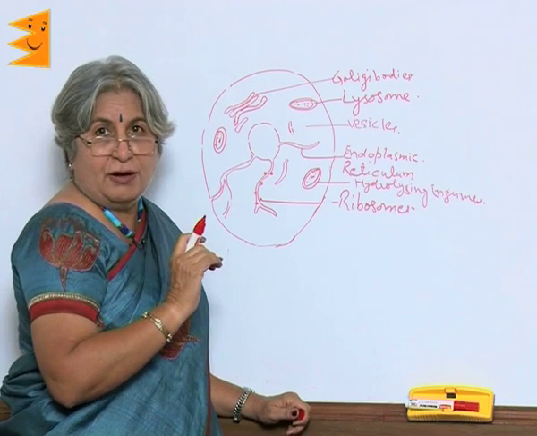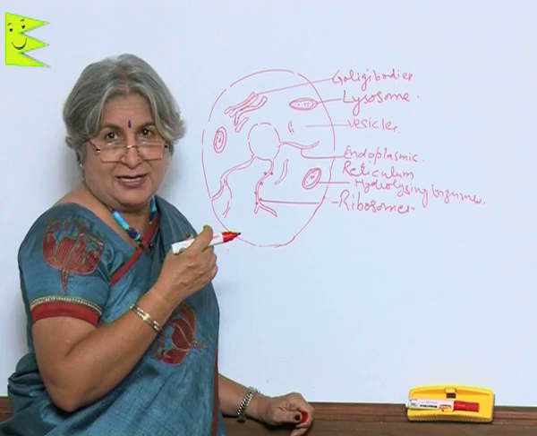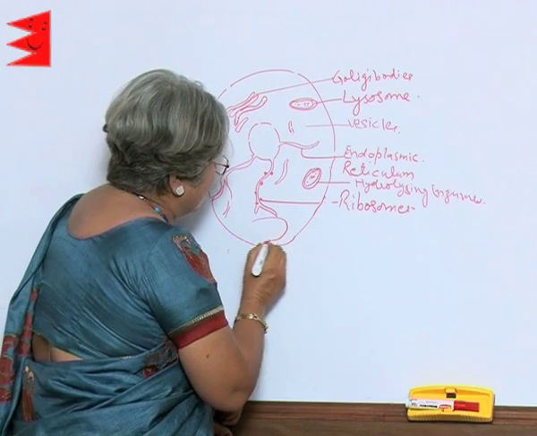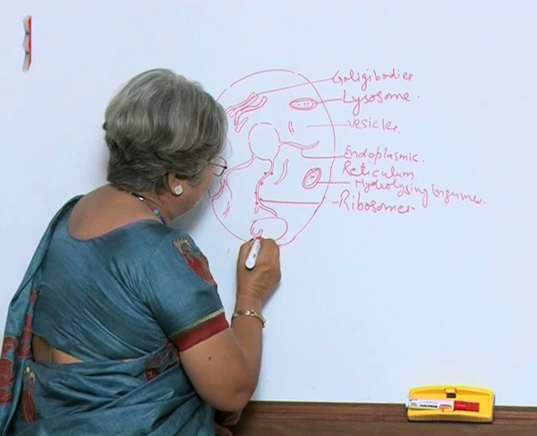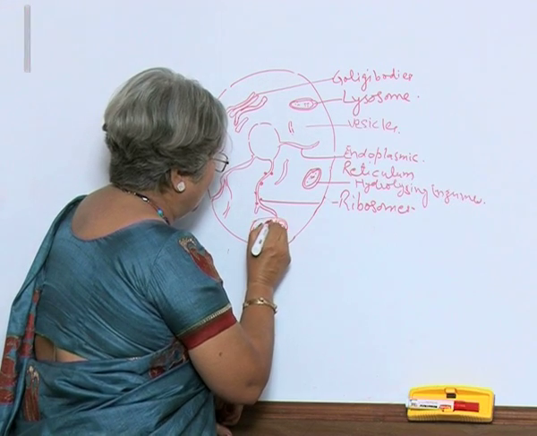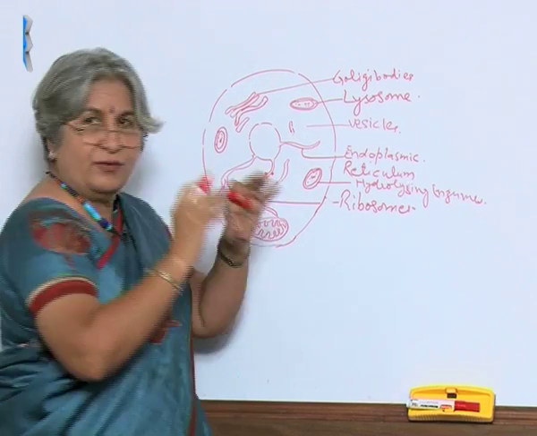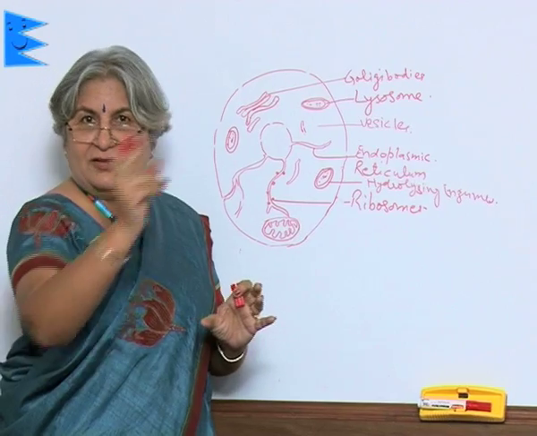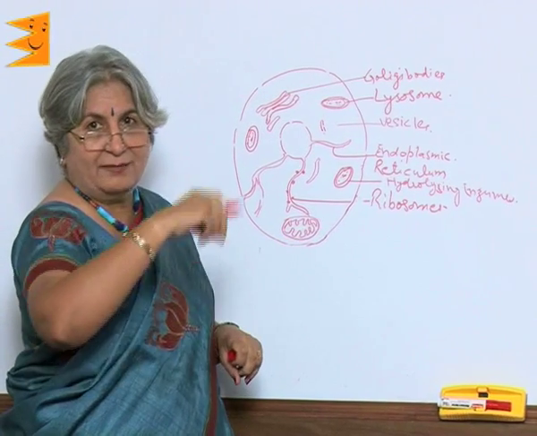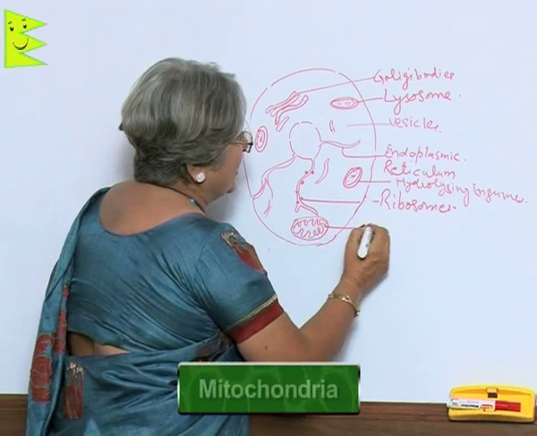Now, I am going to draw a part which in some ways is like a lysosome and in some ways it is not. So, before I tell you what it is, I want to draw it. What am I doing? First I drew an oval shape with a single line, and what I did with the inner lining? I made some finger like processes. Now, this is the mitochondria.